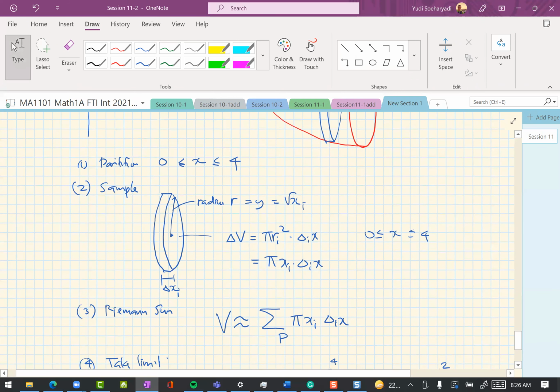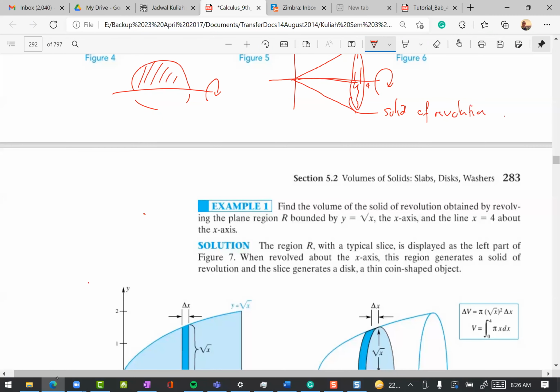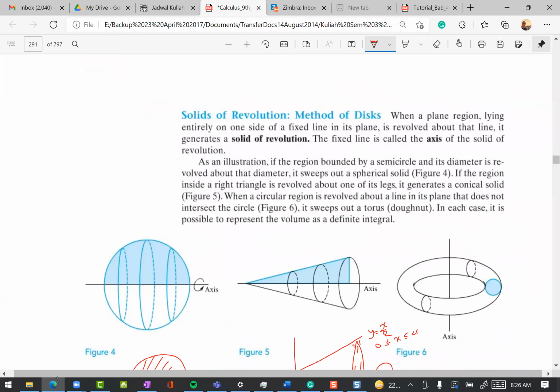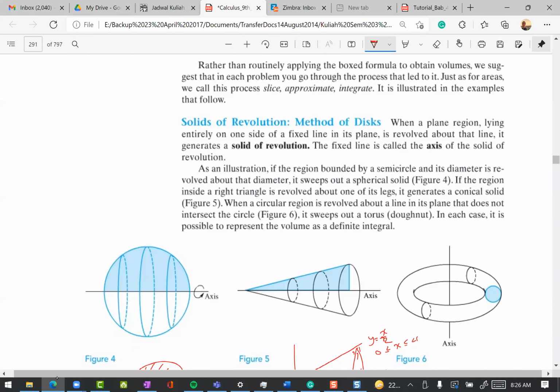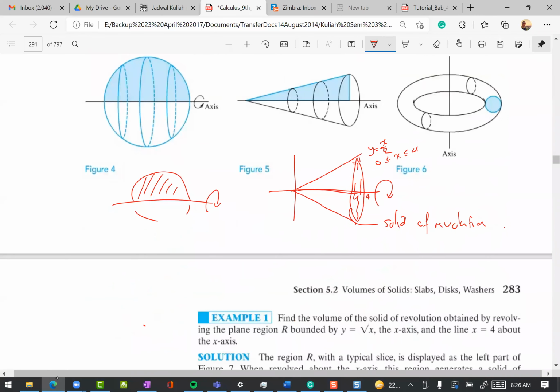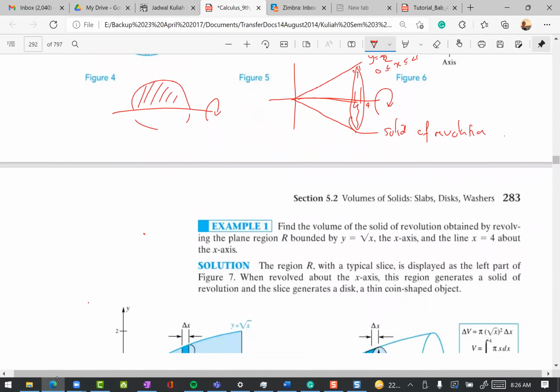So this technique is called the method of disks, because you cut the object into thin disks and then compute each thin disk and then sum it up.